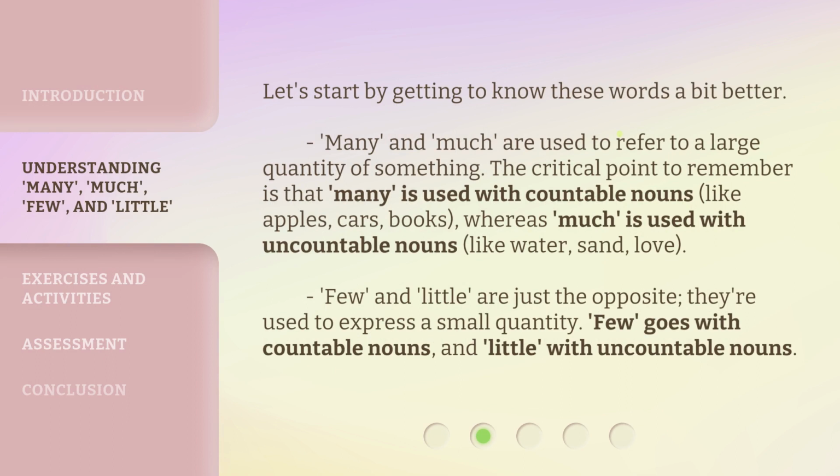Let's start by getting to know these words a bit better. Many and much are used to refer to a large quantity of something. The critical point to remember is that many is used with countable nouns, like apples, cars, books, whereas much is used with uncountable nouns, like water, sand, love.